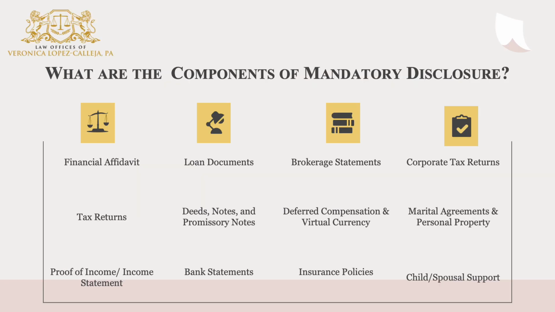What are the components of mandatory disclosure? The components of mandatory disclosure include the financial affidavit, tax returns, proof of income and income statement, loan documents, deeds, notes, and promissory notes, bank statements, brokerage statements, deferred compensation and virtual currency, insurance policies, corporate tax returns, marital agreements and personal property, and finally, child or spousal support.